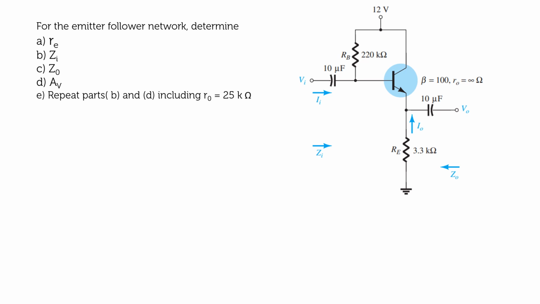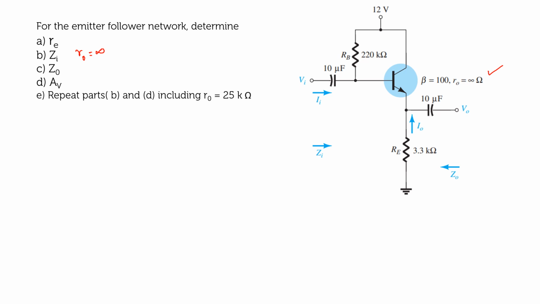For the emitter follower network, determine RE, ZI, Z0, AV and repeat parts B and D including R0 is equal to 25 kilo ohm. Okay, so for the first 4 cases you are going to consider R0 is equal to infinite, which is given in the diagram. So you can see in the diagram that it is an emitter follower network.